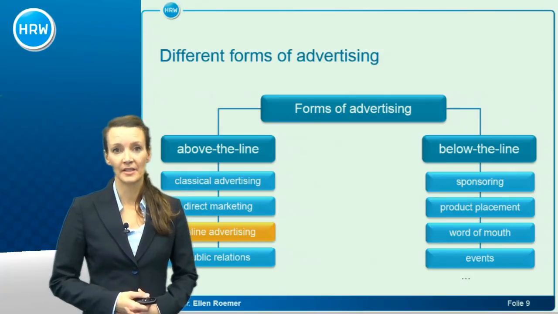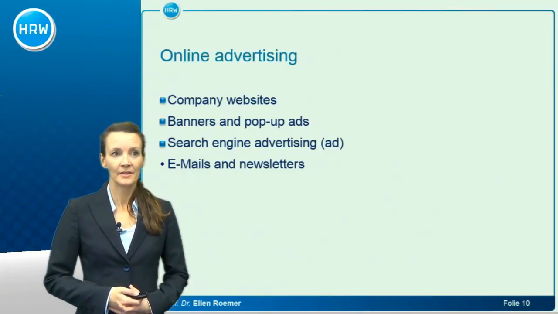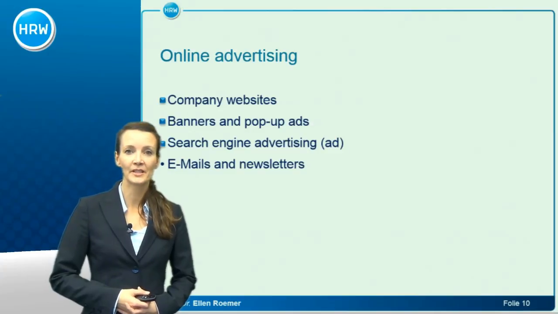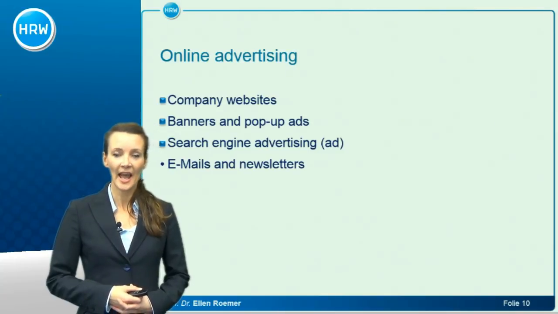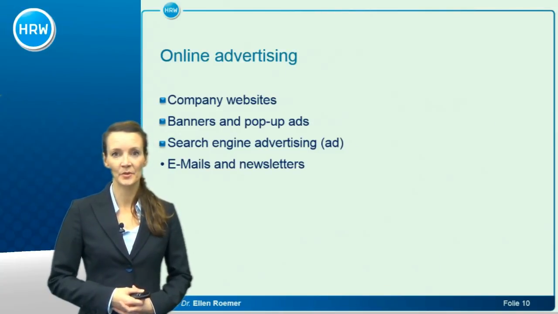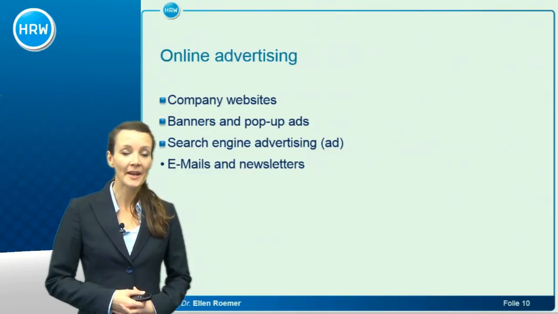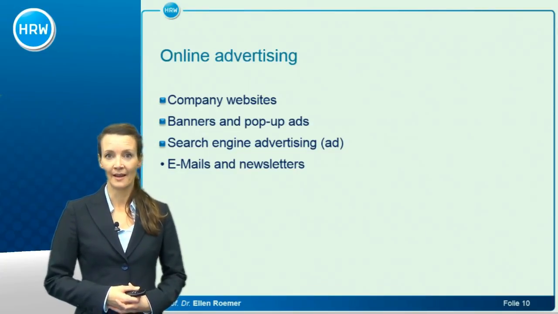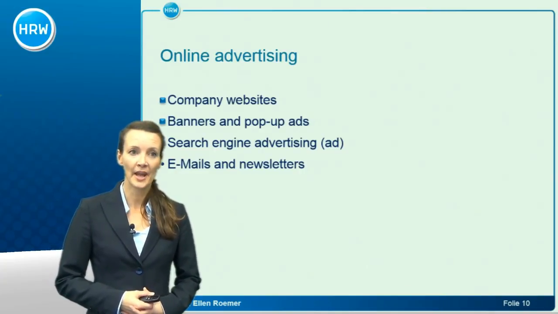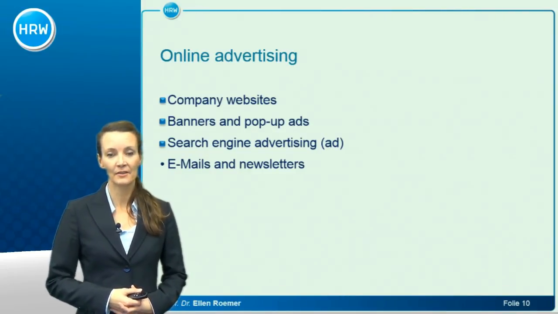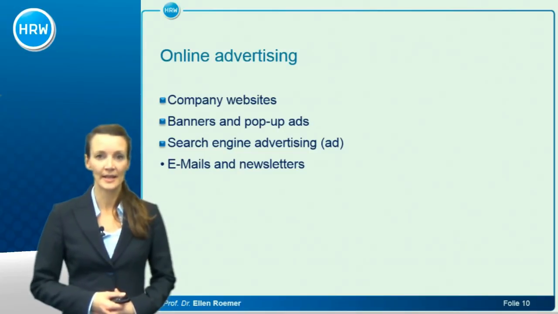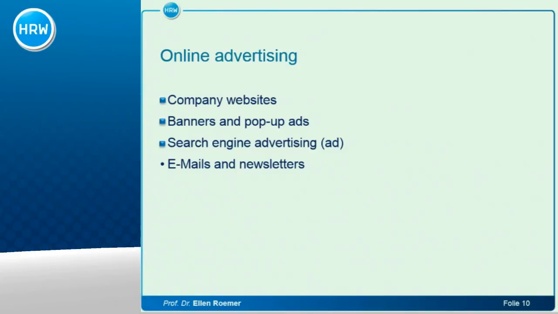What about online marketing? We have different forms of online marketing. For example, we have company websites. You all know that each company has different websites. I will come to an example later. We have banners and pop-up ads when we search on the internet. And we have, of course, search engine advertising. I will give you an example as well. Finally, there's also emails and newsletters sent out in online advertising. I will give you an example of company websites.